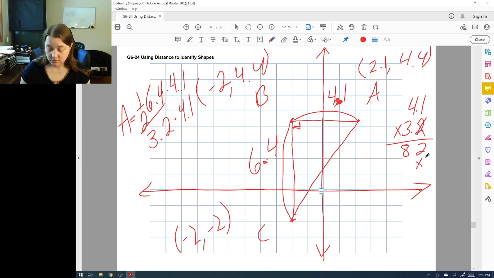Done with the 2. 3 times 1. 3 times 4. 8, 9, 10, 11, and that would end up being 1312. There are 2 numbers after the decimal, so I'm going to put 2 numbers after the decimal here. The area would be 13.12 units squared.